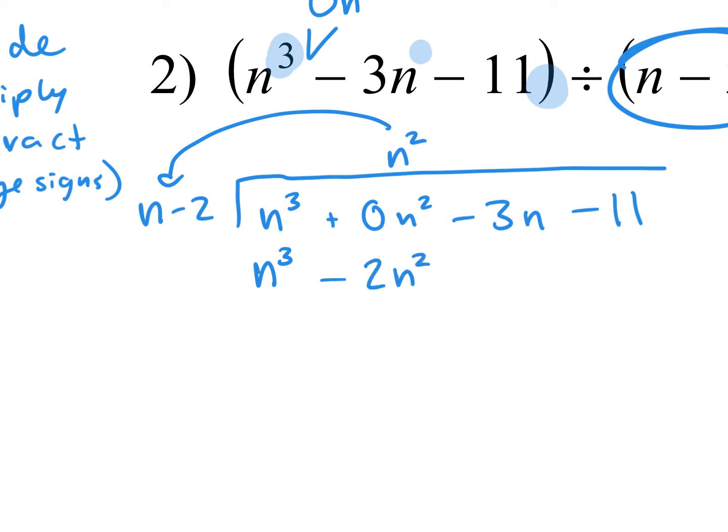Negative 2n squared. Where did you get the n squared from? When we divide, we take away an n. So starting with the first number here, if it's n to the third power, take away an n, it's n squared.